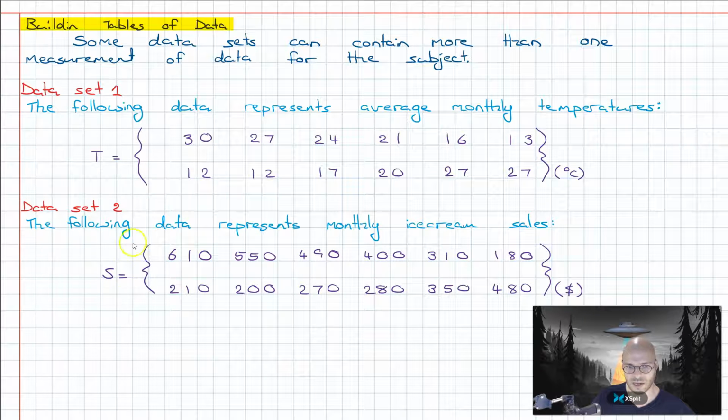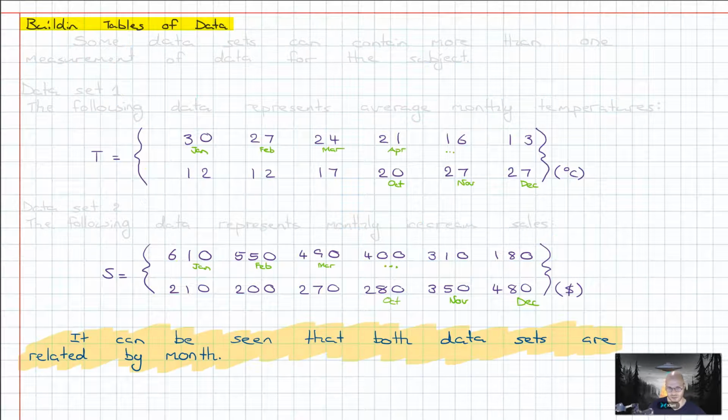Now, looking at these two datasets, we might not think that there's any particular relation that would link them together. However, upon closer inspection, we can observe that they're linked by month. So in the month of January, there was an average temperature of 30 degrees, and during the month of January, there was also $610 worth of ice cream sales. Our job here is to see if there's some form of relationship that links these datasets together. So does a change in temperature affect the ice cream sales of a particular month?